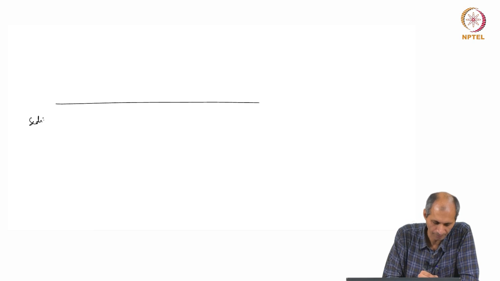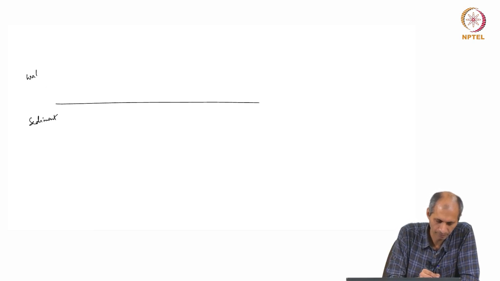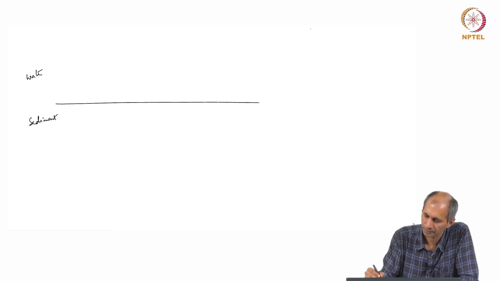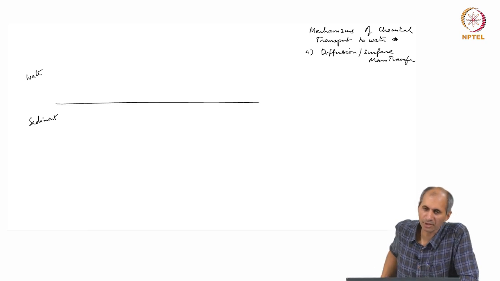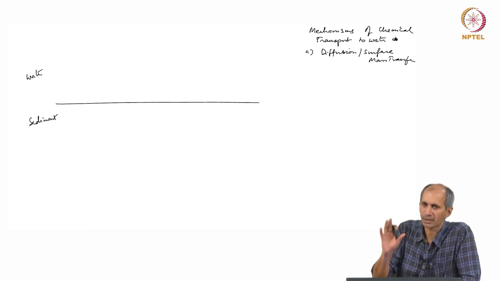So, what we have now discussed is transport of chemicals from sediment to water by diffusion. So diffusion and surface mass transfer, okay, this is the main thing.